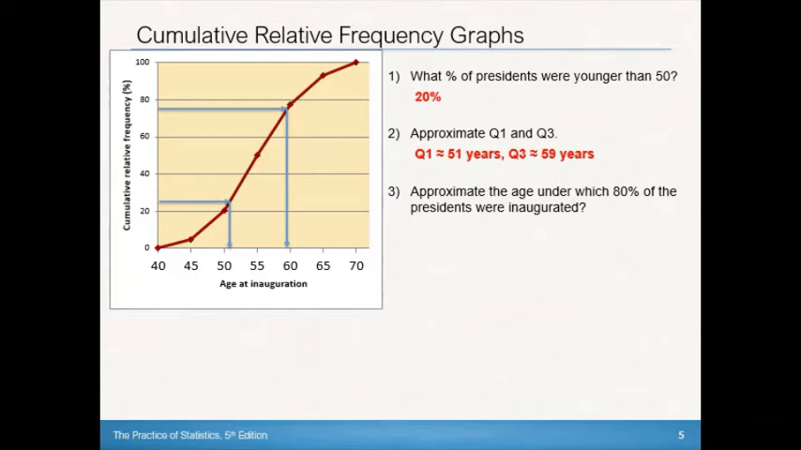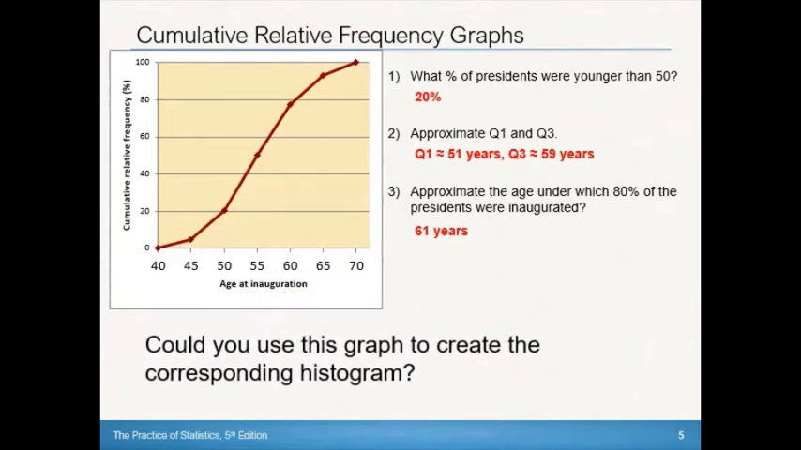And then working backwards, approximate the age under which 80% of the presidents were inaugurated. We could just go straight over from 80 and go down, and we would see that that's about 61, maybe if you said 62, okay? So again, if we think about the histogram, we would take the difference in heights of all these dots and bring them down, and that would be the histogram that you saw on the other page that we were previously working on.